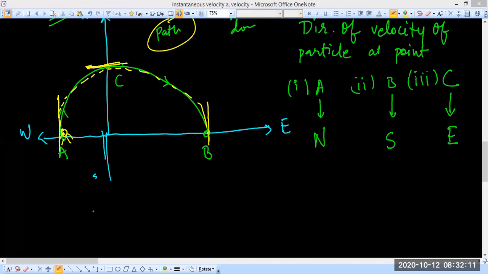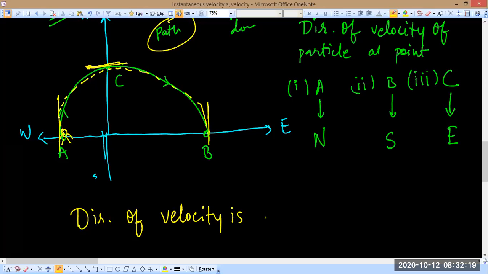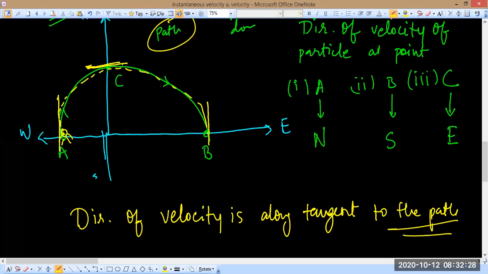Once again it is important to remember that direction of velocity is along tangent to the path. બરાબર? આ path છે. I can understand. B ઉપર સ્ટોપ થાય તો એવું મેં ક્યાં કીધું કે B ઉપર સ્ટોપ થાય છે? એવું મેં કીધું? It's possible that the person moves further like this. Okay, we don't know, we are just observing from A to B, that's it, right?